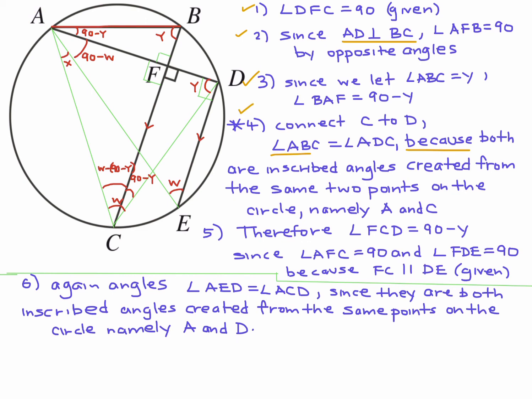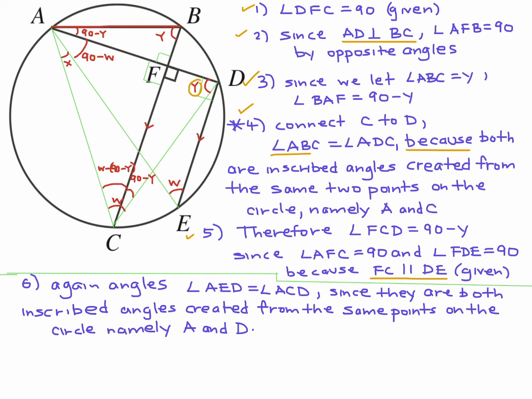Number 5, the angle FCD, which is right here, that must be 90 minus Y. Since that's Y and that's 90, so that third angle is 90 minus Y. Okay? And we also know that AFC right here is 90, and FDE, this is also 90. Why? Because FC is parallel to DE. That was given in the question, that piece of information.